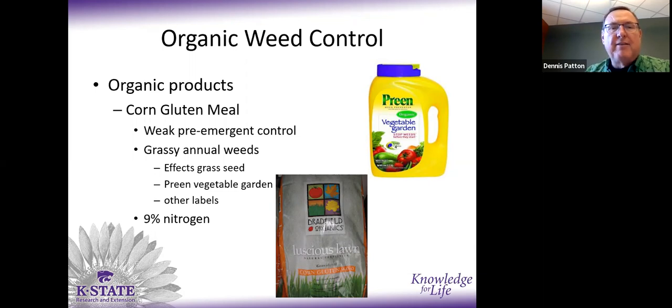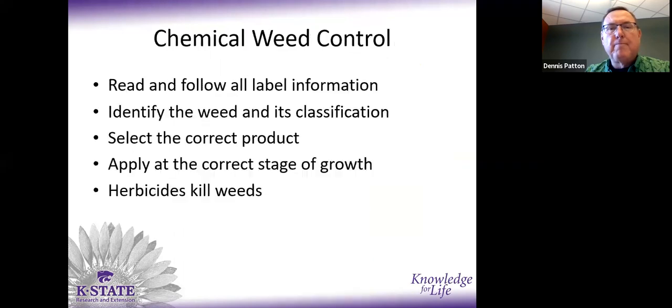Probably the best benefit from corn gluten is that it's 9% nitrogen. That's probably one of the highest organic nitrogen-only fertilizer sources out there on the market. You also see it sold as Luscious Lawn. Originally it was touted to be a lawn crabgrass control product. I don't think there's a label anymore that I've seen on the market that really uses it much more than spot weeding, those type of things. So corn gluten is another organic option.